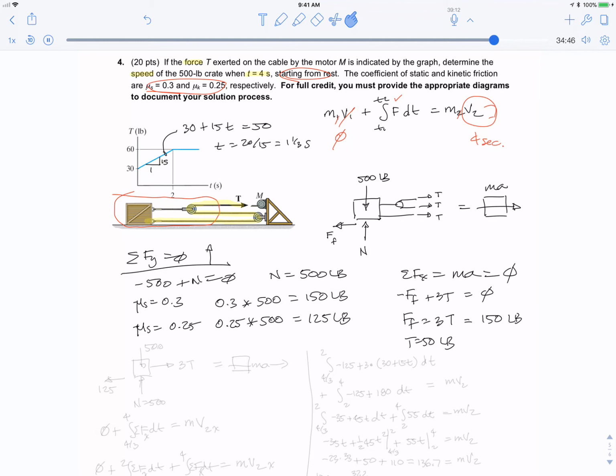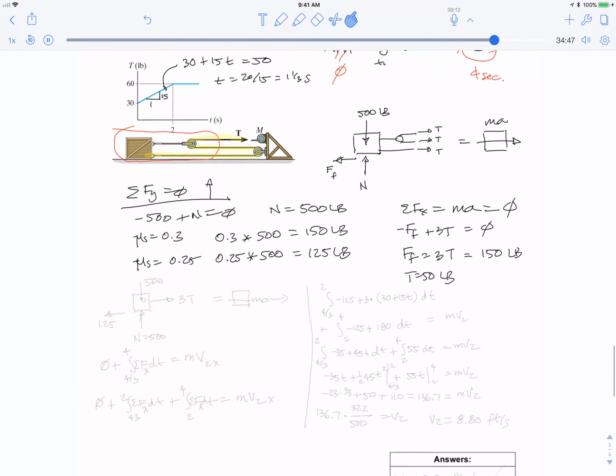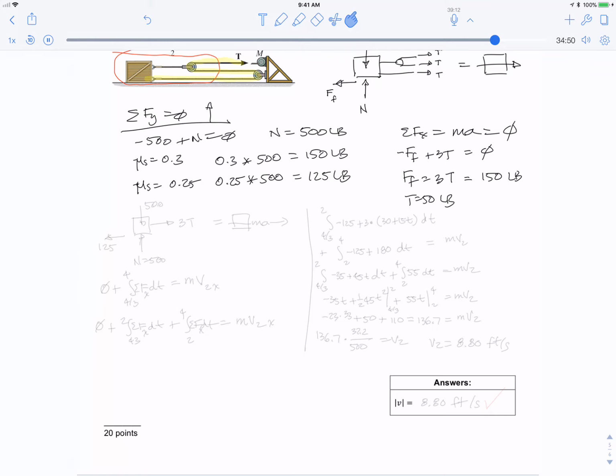So let's redraw the free body diagram starting at t equals 4/3 seconds. So we have the block here. It's got a weight of 500. It's got a normal, which will equal 500. And then after t equals 4/3 seconds, it's sliding. And so the friction force will be 0.25 times N, which is 125. And you have pulling 3T, and that will equal ma.